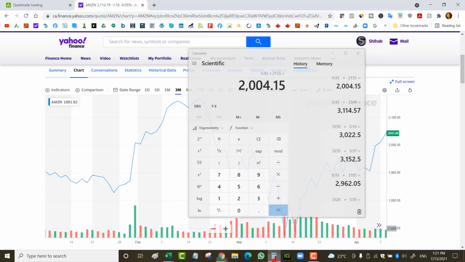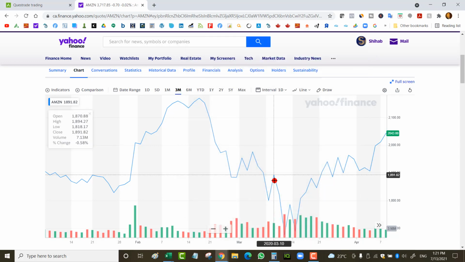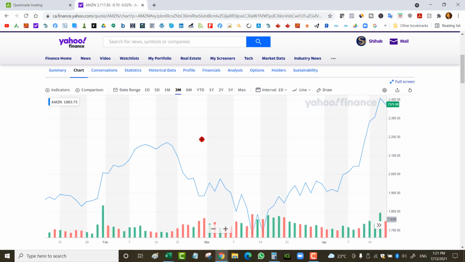So actually, we said I wanted a short strike. I wanted Amazon to be above 2,000. Amazon was at 1891 28 days later. So even in March, it wasn't that far off. So this put spread would have been a loser, but for sure the next one here.